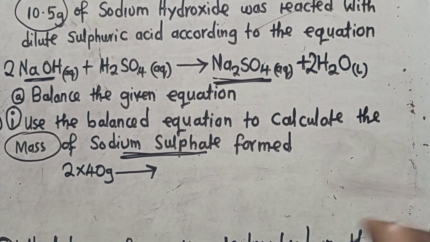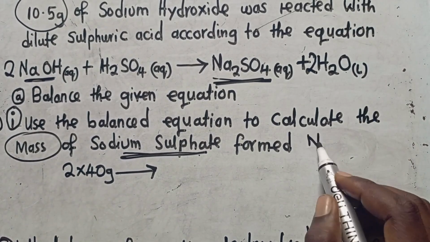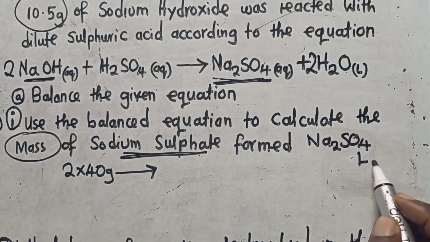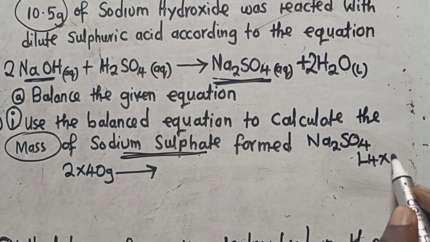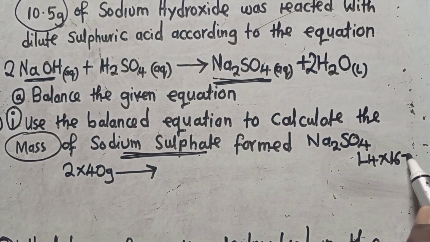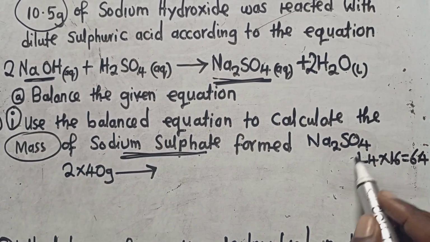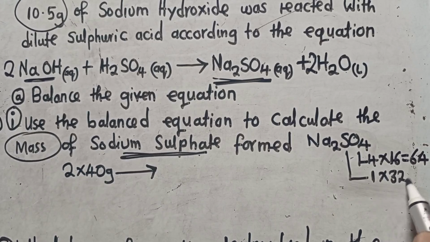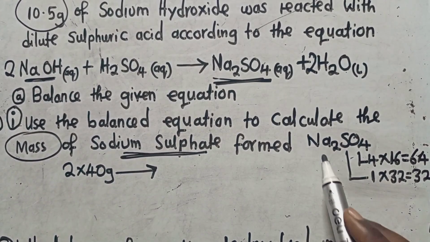I go to sodium sulfate. Sodium sulfate is like this. How many atoms? 4 times mass number 16. What are you getting there? 64. This is sulfur. 1 times 32. What are you getting there? 32. We go to sodium.